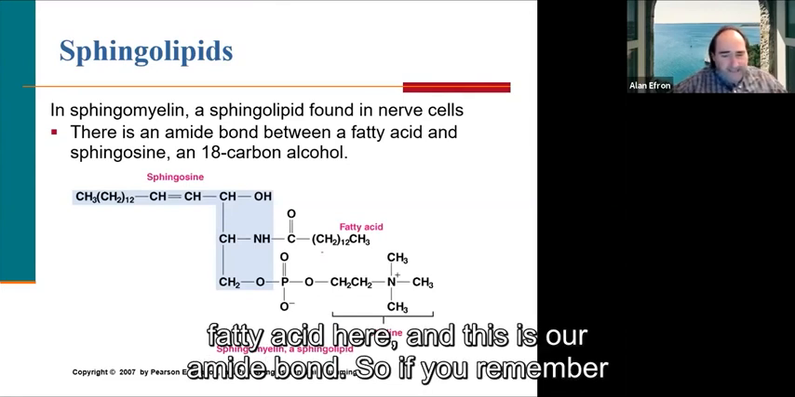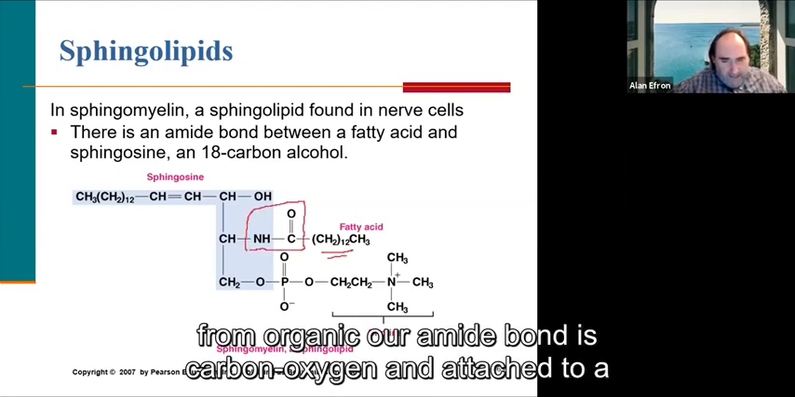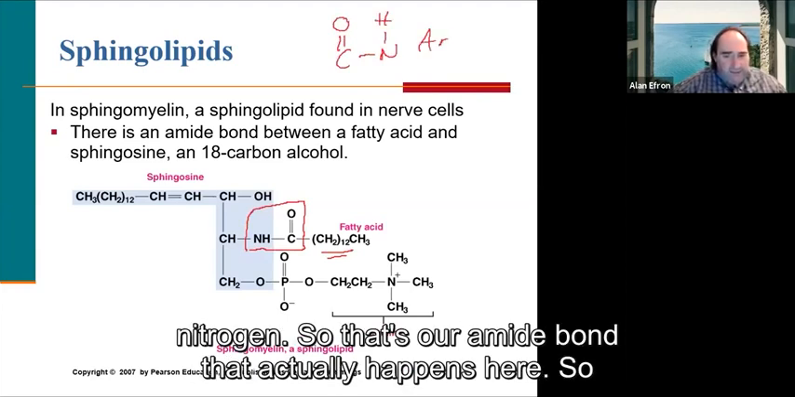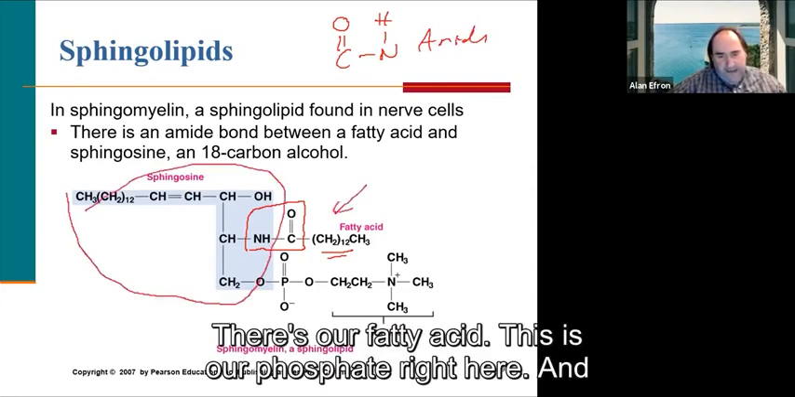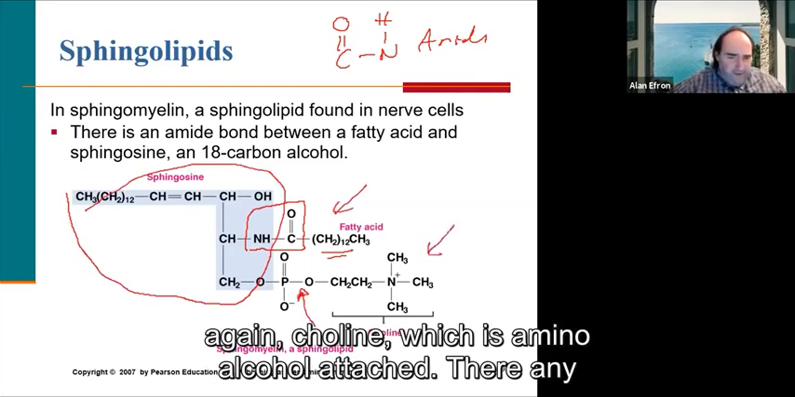This is our fatty acid here, and this is our amide bond. If you remember from organic, our amide bond is carbon, oxygen, and attached to a nitrogen. So that's our amide bond that actually happens here. Again, this whole part here is our sphingosine. There's our fatty acid. This is our phosphate right here. And again, choline, which is an amino alcohol attached there.